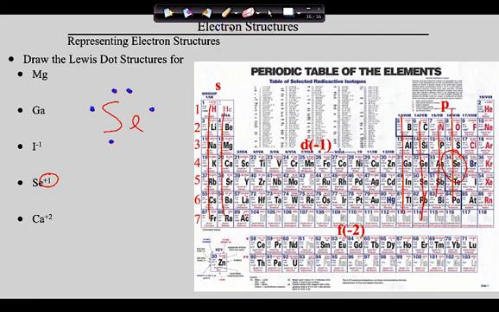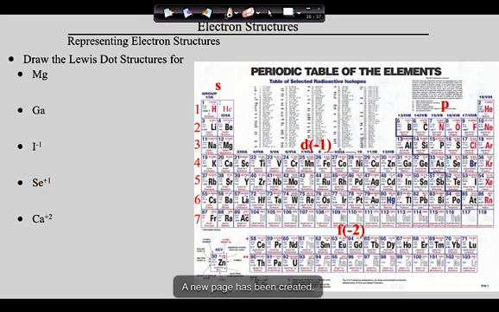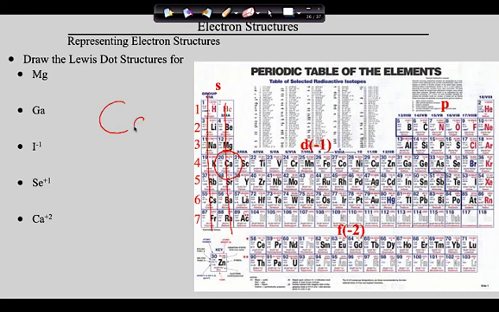Now finally, calcium. Looking at calcium, calcium is here in the 4s sublevel. It is in group 1, 2. That tells us that calcium will have 2 dots, and we keep in mind that those 2 dots are paired because they're in the s sublevel. But now we need to account for the +2 charge of calcium. And this is interesting because we see that calcium only has 2 valence electrons. Because it's only got 2 valence electrons, to give it a +2 charge, we take both of those electrons away, so we draw calcium without any valence electrons. So this would be the Lewis dot structure for calcium with a +2 charge.